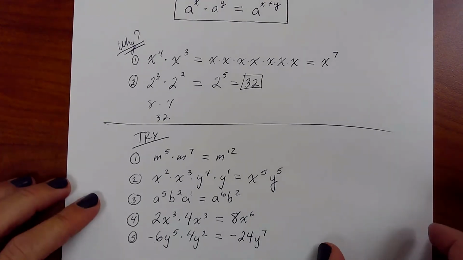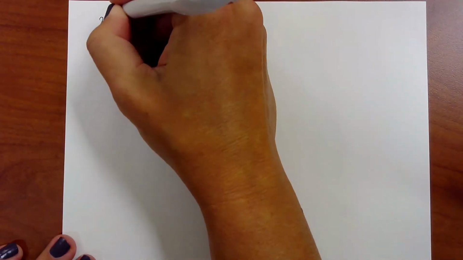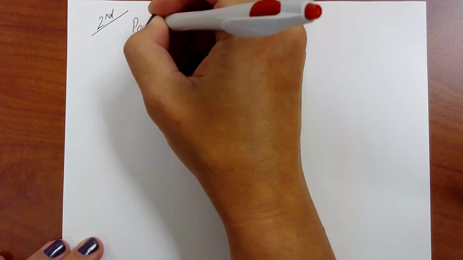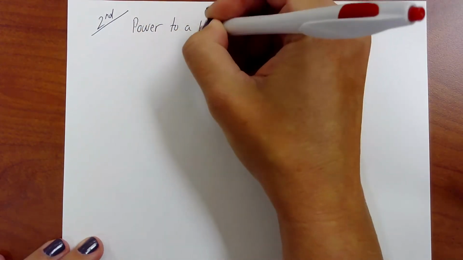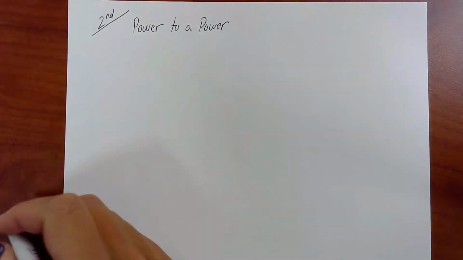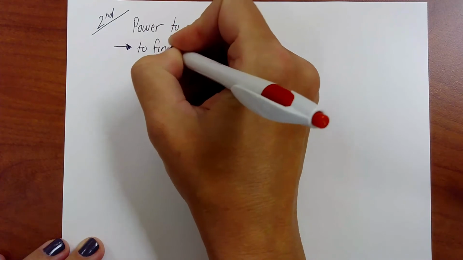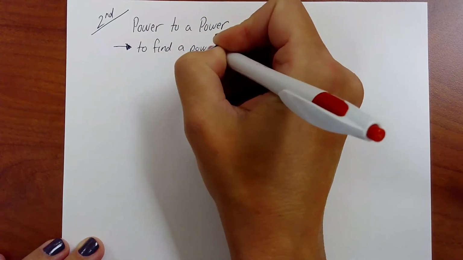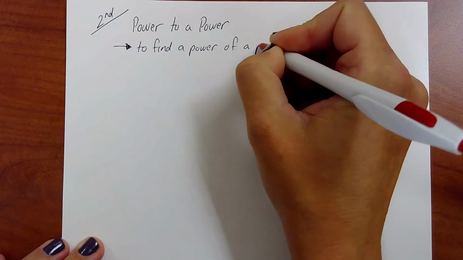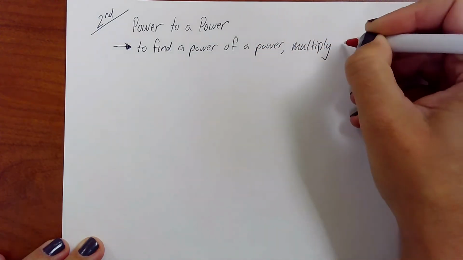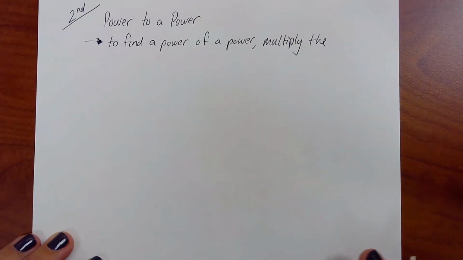Okay. All right, let's go to the second one here. So the second law, I call it the second one. I don't know if they actually have numbers, but this one is called power to a power. So to find a power of a power, you're going to multiply the exponents.